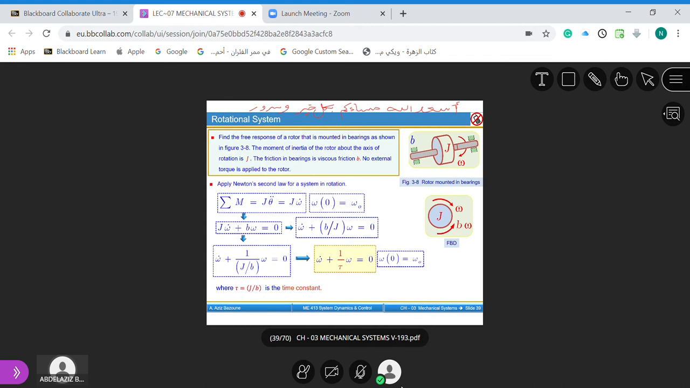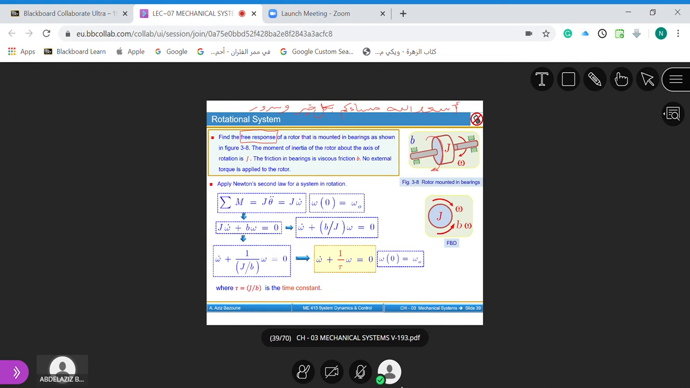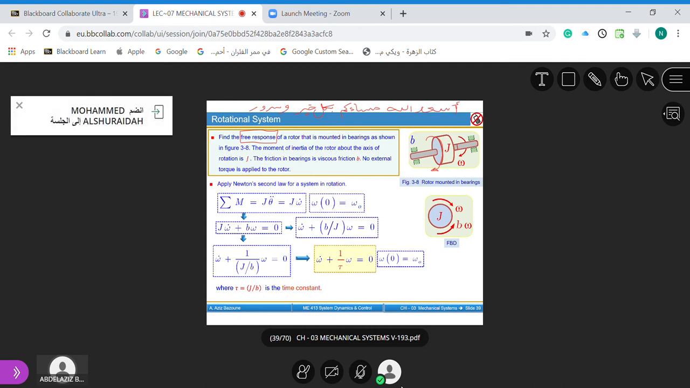Since there is no external torque applied to the rotor, it means that the vibration is free and it is due to initial conditions. Which means you give an initial rotation to the bearing, and then it starts rotating. Because of the presence of the damping or the friction, we expect the motion to continue, but after some time it will die.